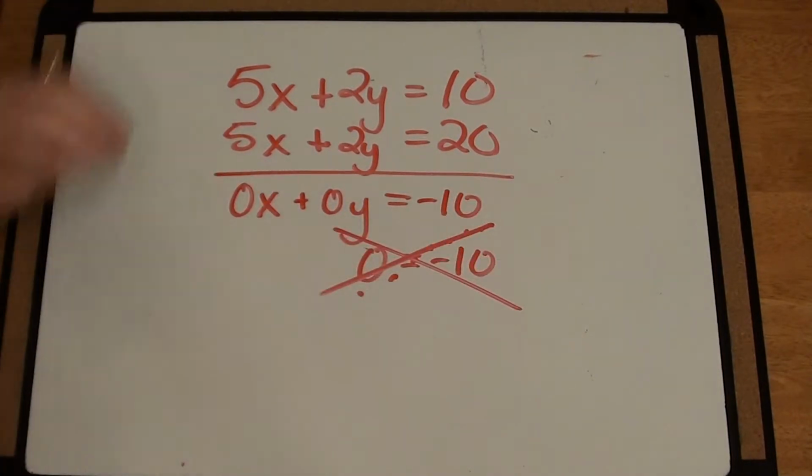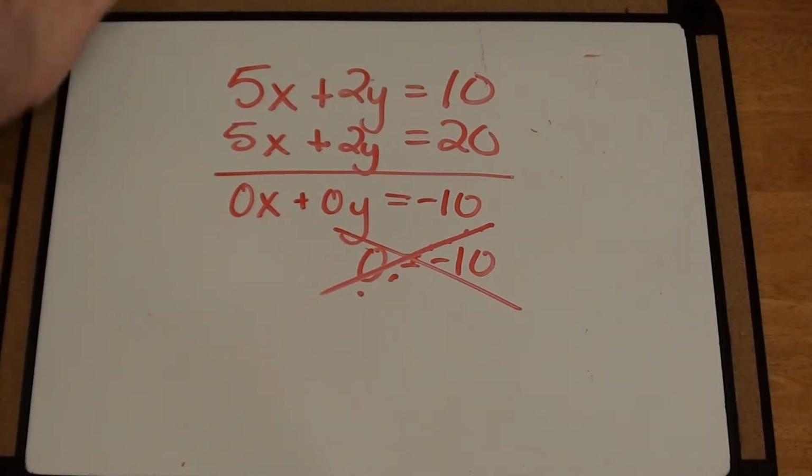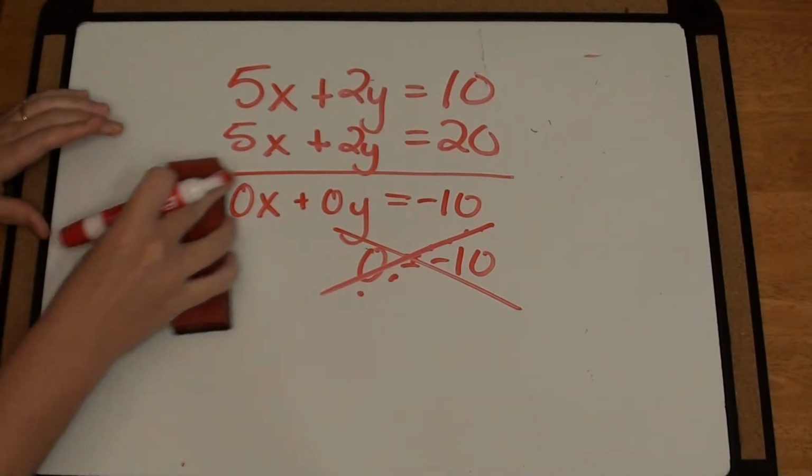This does not make sense. No sense. 0 does not equal negative 10. But we came up with something where it says it equaled. Why does it say that? It says that because the lines are parallel.